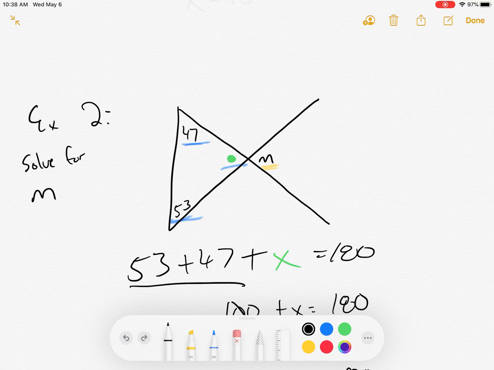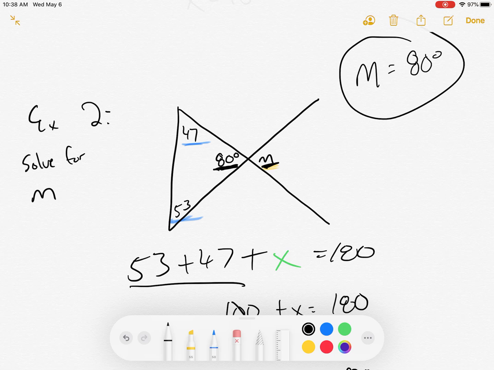So this green angle right here, I'm going to erase it and put 80 degrees right there. So how can I solve for m? Again, m is a vertical angle with 80 degrees. What that tells us is m equals 80 degrees.